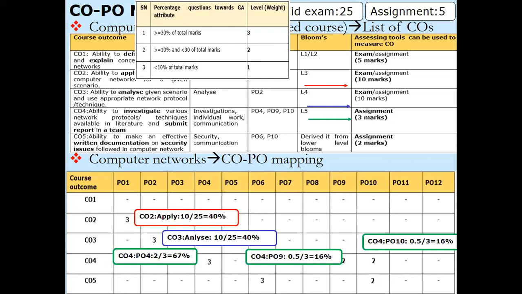Yes, sir. Even for CO2, we have given only 10 marks, no, sir. Out of 25, we have allotted 10 marks for CO2. And for CO4, we have allotted 3 marks.